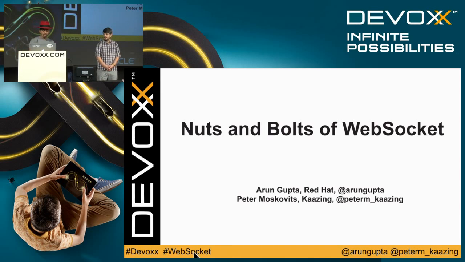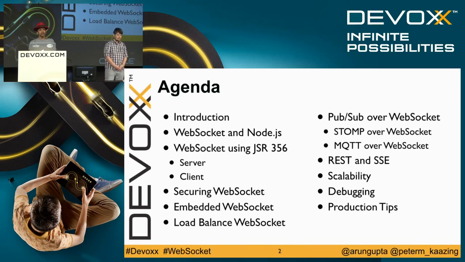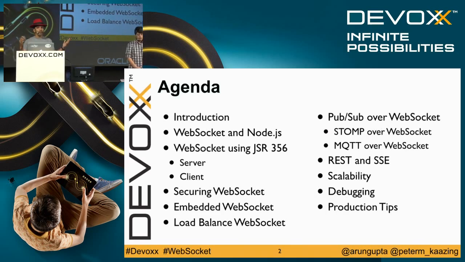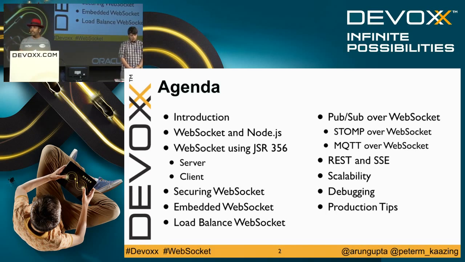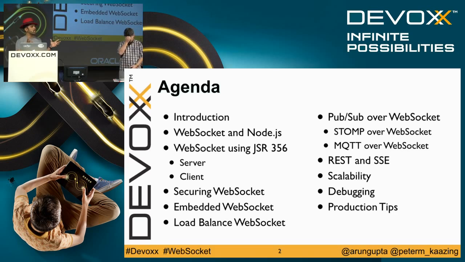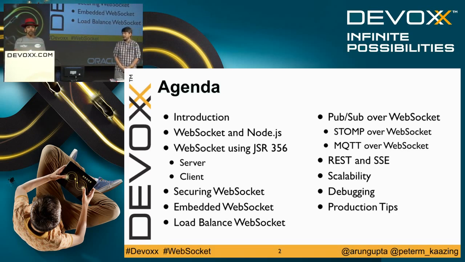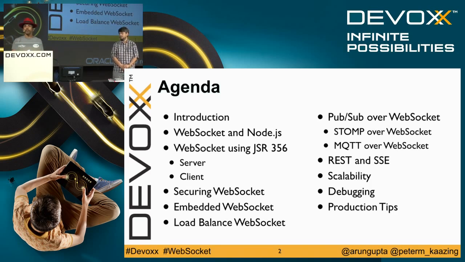Okay, let's get started. So in terms of the agenda, this is what we intend to cover today. We talk about introduction, what WebSockets are basically, then show you how you can easily create a simple Node.js application and run your very simple WebSocket application over that. We'll talk a lot about JSR 356. That's a standard way for building your WebSocket applications in the Java platform. Then we'll talk about securing WebSocket, embedded WebSocket, load balancing WebSockets. This is the nuts and bolts. Also lots of pub/sub over WebSocket, different messaging protocols.